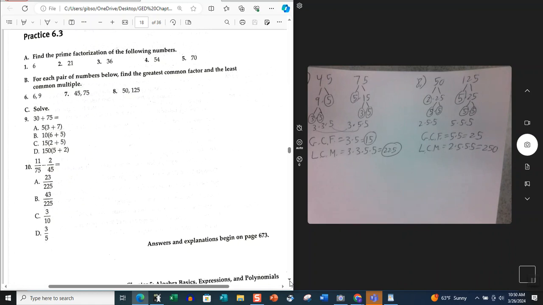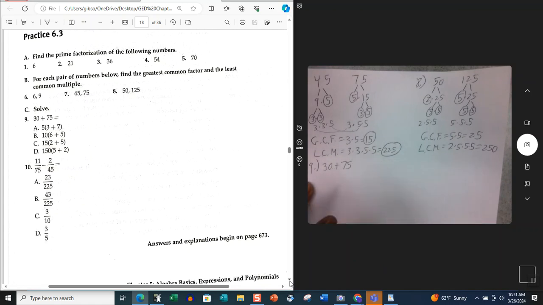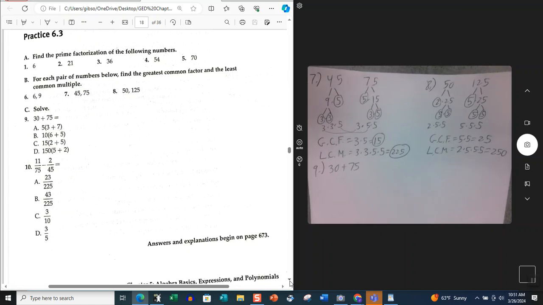Now number 9, they ask us to solve. We had 30 plus 75, and then they give us this multiple choice here to pick from. So we had 30 plus 75. Okay, now we want to factor out. Now, this is what happens. They're trying to prepare you all for factoring. So they want you to be prepared with the greatest common factor.